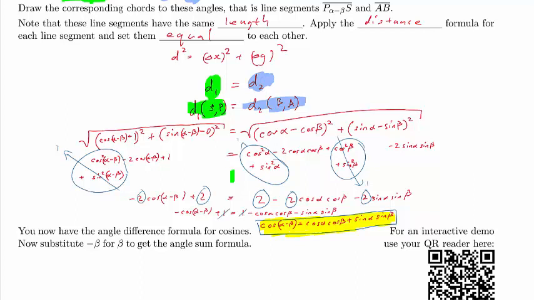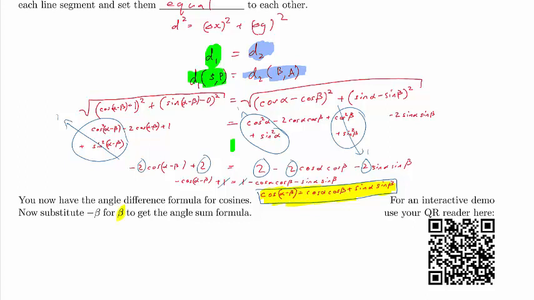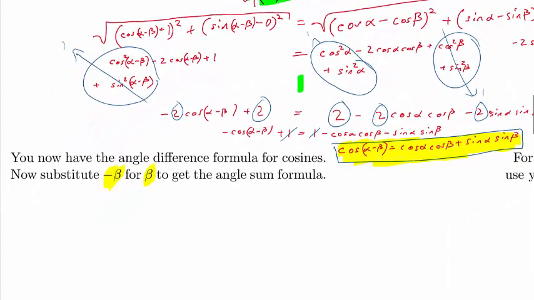But we really want to know the angle sum as well. So what we're going to do is look at wherever we see beta, and we're going to replace it with negative beta. All right, so we're just going to write this down. Cosine alpha minus negative beta. It's going to make this a plus beta, right? We're just going along this formula here.